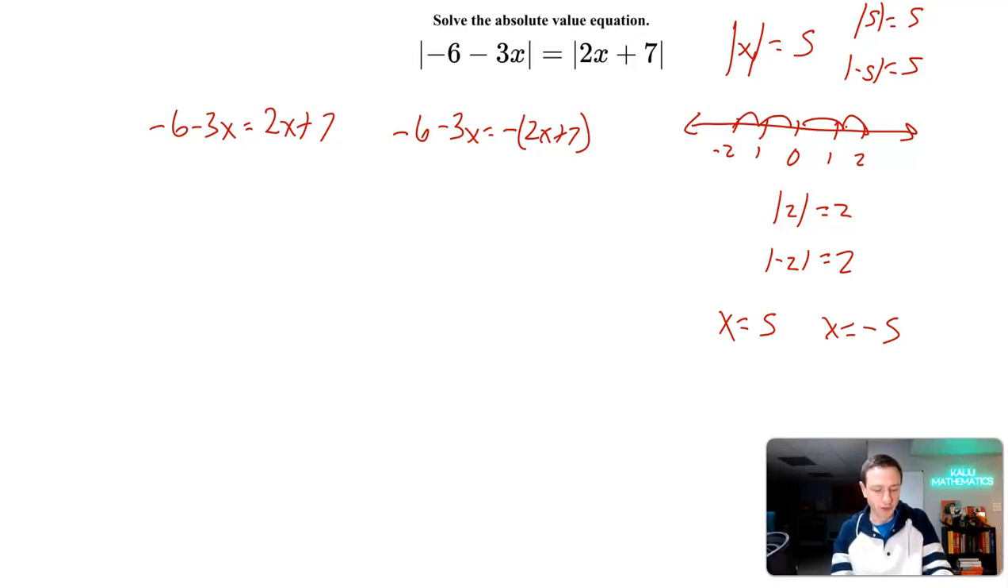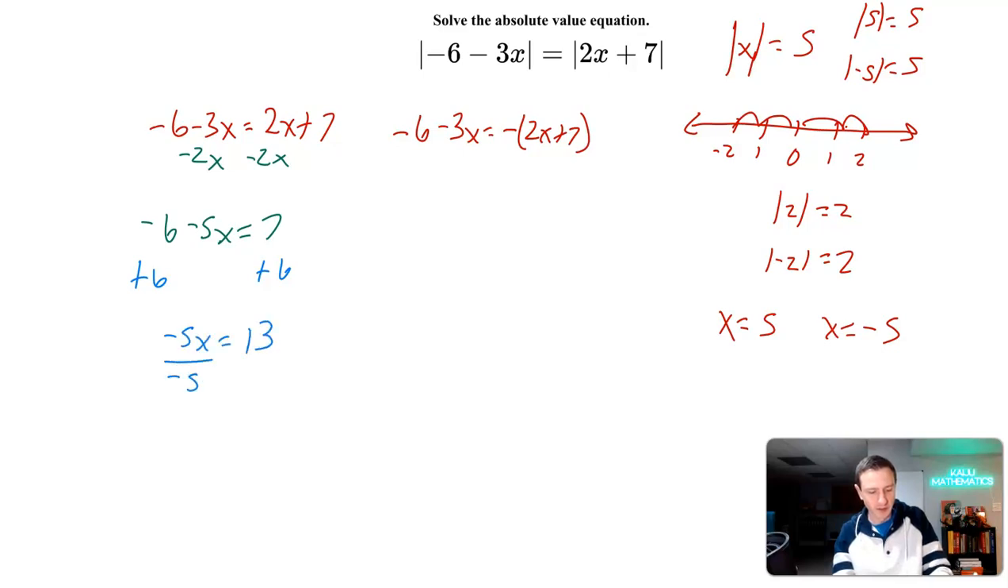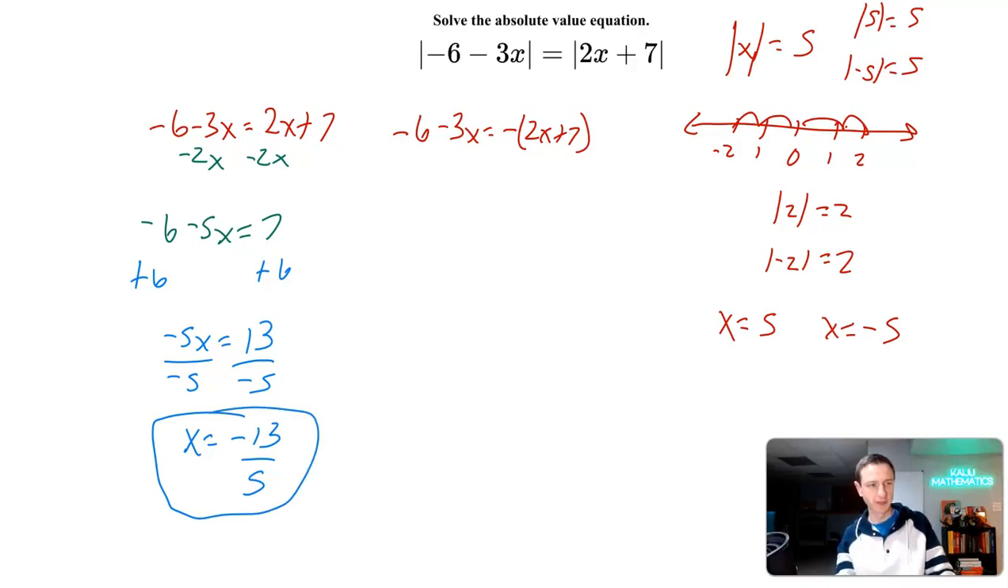On the first equation, I'm going to subtract 2x from both sides, and I could have added 3x, that's fine, but I'm just going to go ahead with that. So I have -3x minus 2x is -5x equals 7. And then I want to add 6 to both sides, so I get -5x equals 7 plus 6 is 13. Divided by -5, x equals -13 over 5. So that's the first answer.